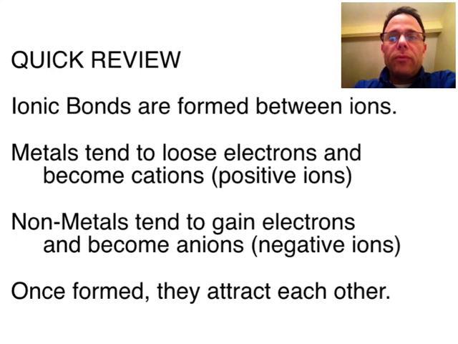First, a quick review. Ionic bonds are formed between ions. Metals tend to lose electrons and become cations. That means they are positive ions. Nonmetals tend to gain electrons and become anions, negative ions. Now, once formed, these ions attract each other.